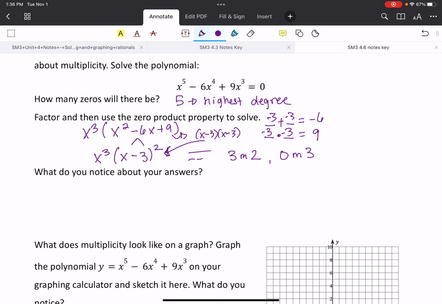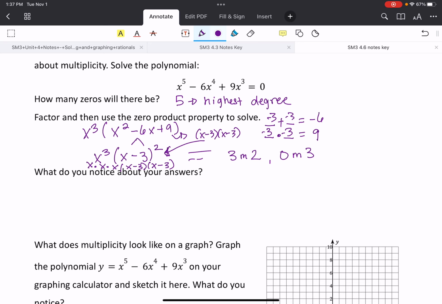So you could rewrite this as x times x times x, x minus 3, x minus 3. So I actually have 5 factors. But there's 3 x's, zero with multiplicity 3, and 2 x minus 3's. That's what x cubed means.